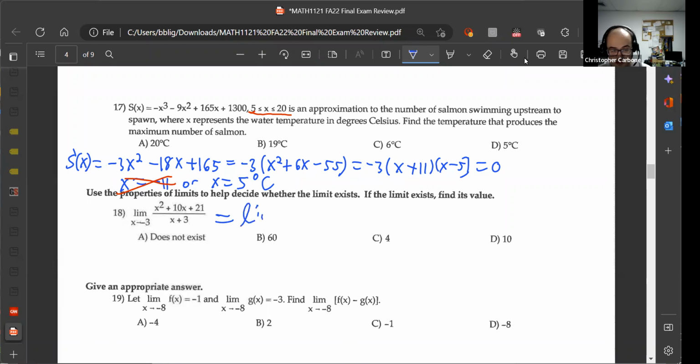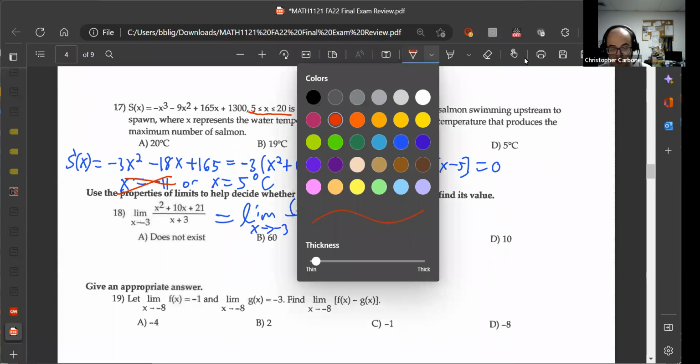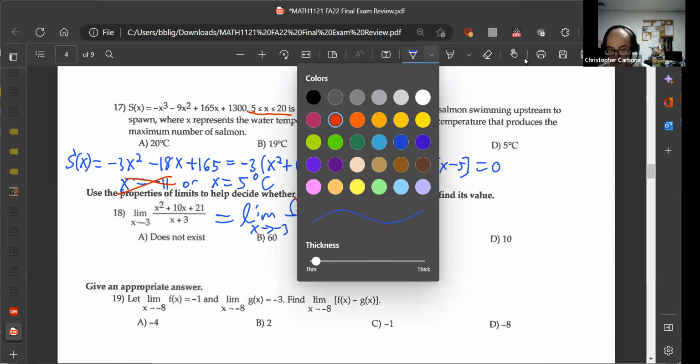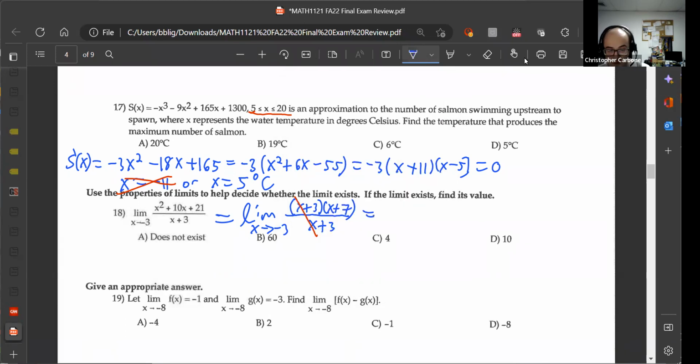So this becomes the limit as x approaches negative 3 of x plus 3 times x plus 7, which is what the numerator factors to, divided by x plus 3. And from this, we could see the x plus 3 in the numerator and the denominator can cancel out. So this becomes the limit as x approaches negative 3 of x plus 7. So negative 3 plus 7, that will give us an answer of 4.